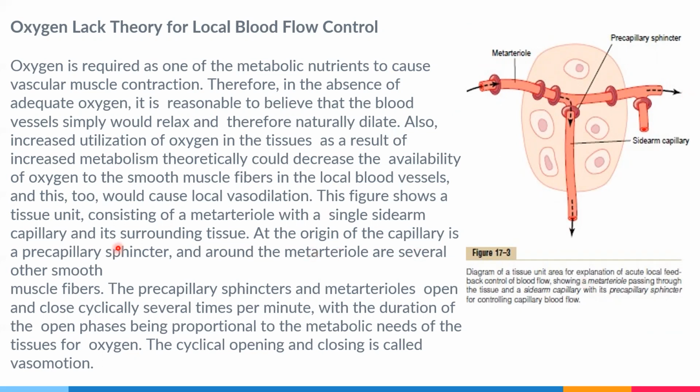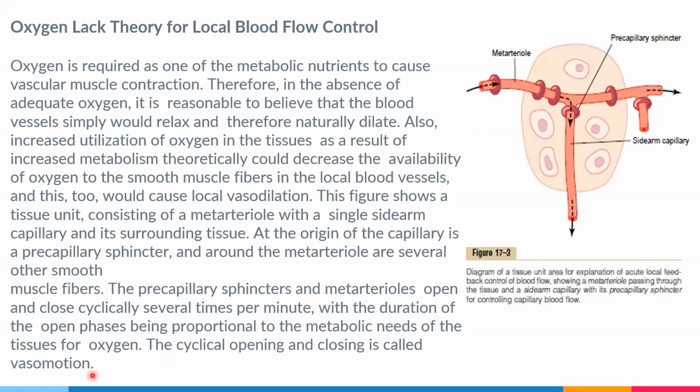At the origin of the capillary, there is a precapillary sphincter, that is the last ring of muscle around the meta-arteriole, after which the capillary starts. And around the meta-arteriole, there are several other smooth muscle fibers. The precapillary sphincter and meta-arterioles open and close cyclically several times a minute, with the duration of open phases being proportional to the metabolic needs of the tissues for oxygen. The cyclical opening and closing is called vasomotion.